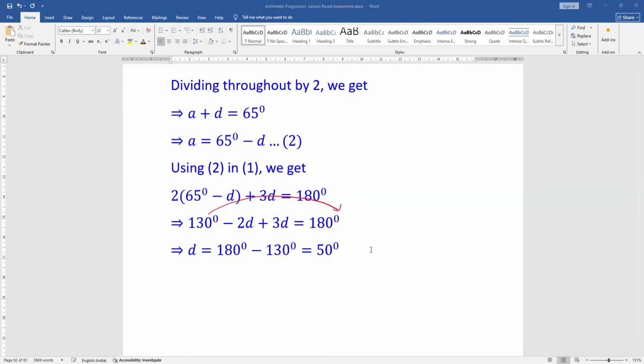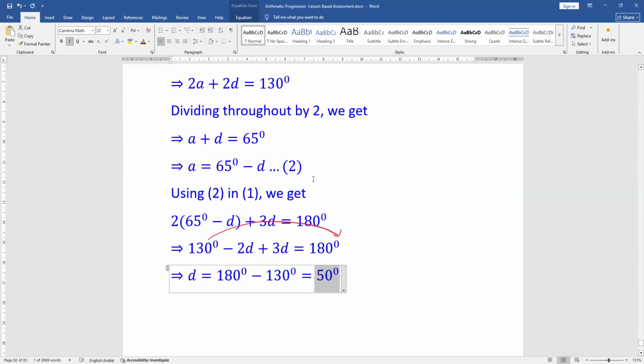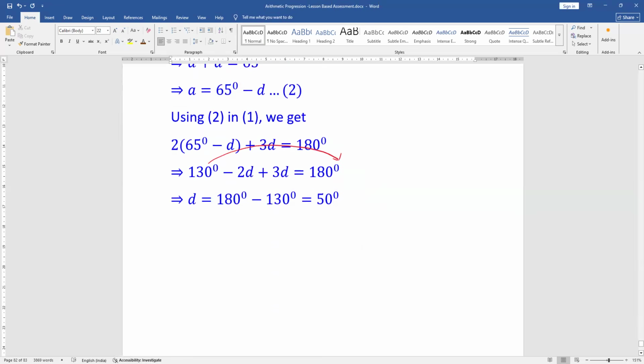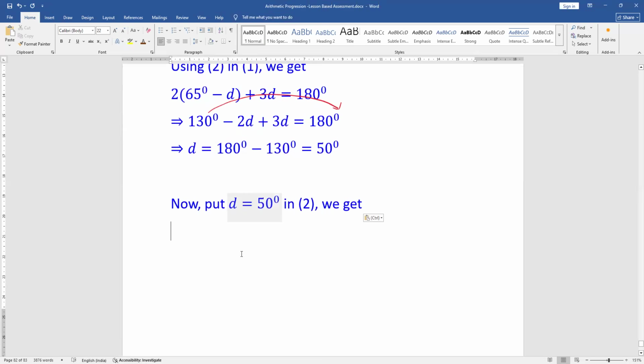Now in my next step, I am going to use this value of 50 degree and substitute it in equation 2 so that I get the value of A. So let me write the sentence here. Now put D equals 50 degree. Put D equals 50 degree in equation 2.